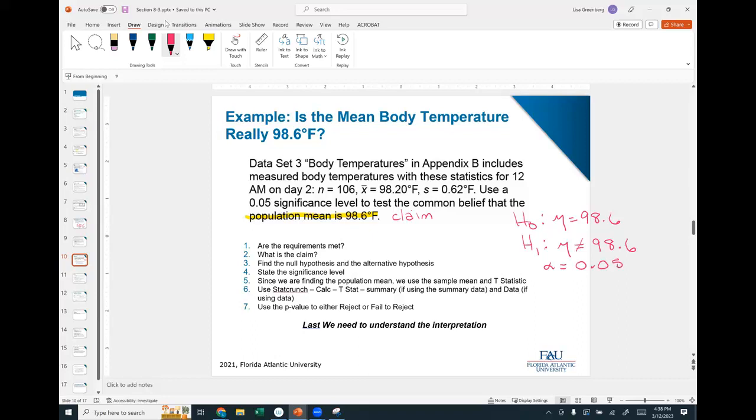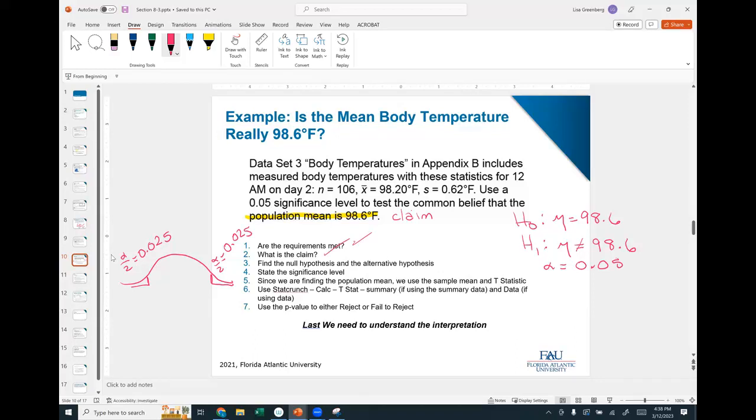The significance level alpha is equal to 0.05. So if I was going to look at this on a graph, since it's a two-tailed test, I have half of this, alpha over 2, in one side, which is 0.025. And the other half is in here. Alpha over 2 is equal to 0.025.